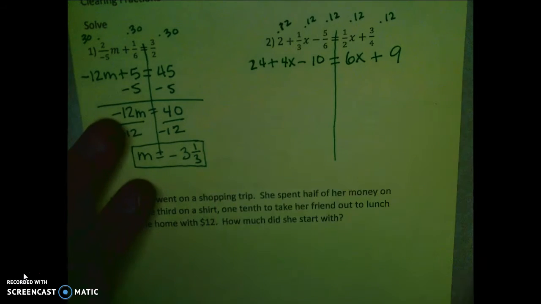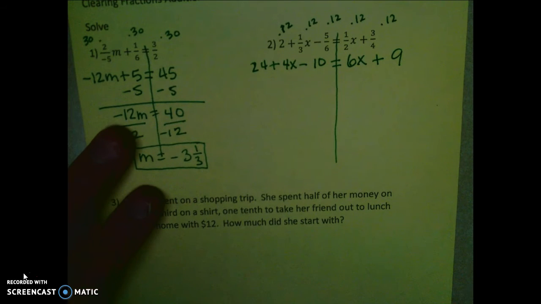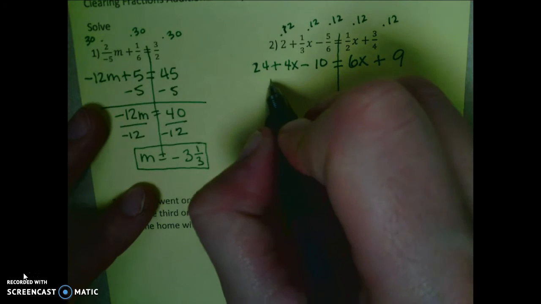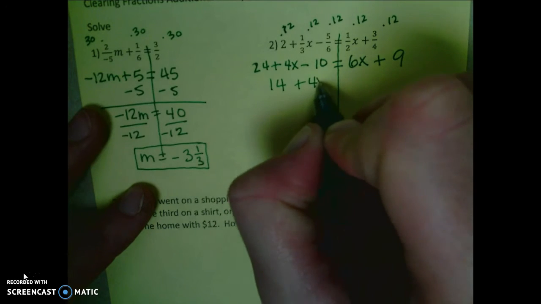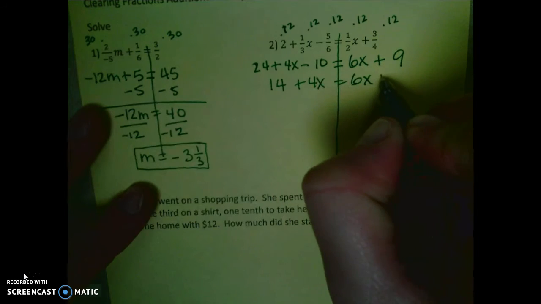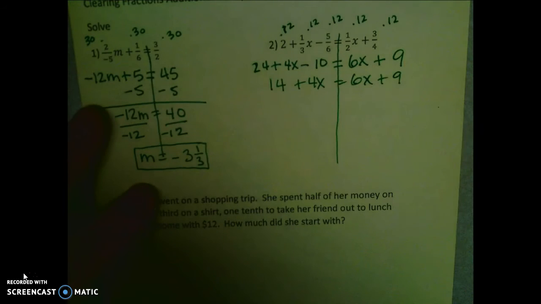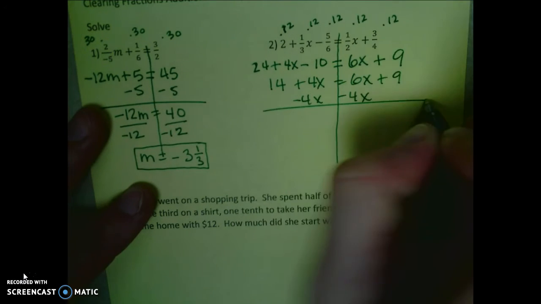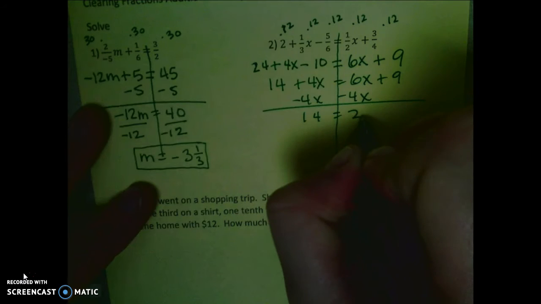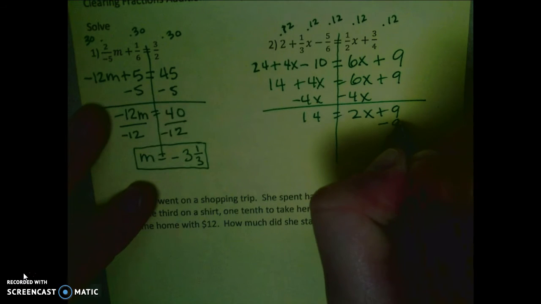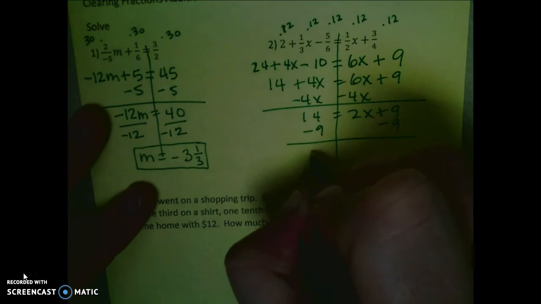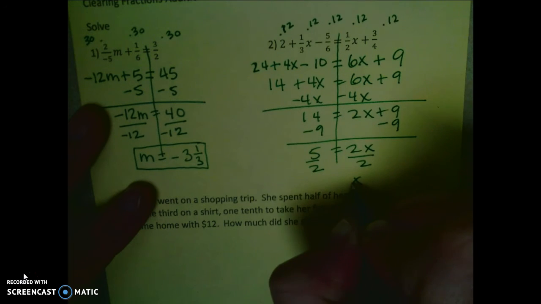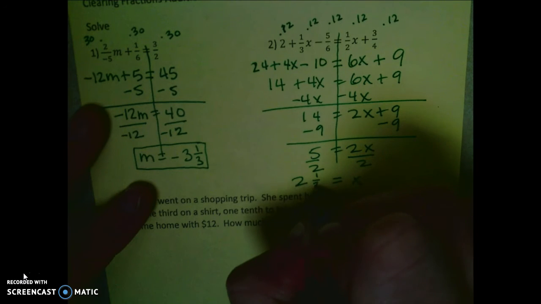Okay, now it's just a regular train track problem. So 24 minus 10 are like terms. That would be 14 plus 4x equals 6x plus 9. Then I'm going to get the x's on the same side, so minus 4x. That would leave me with 14 equals 2x plus 9. Then take the 9 away from both sides. So 5 equals 2x. Divide by 2. So x would be 2 1/2.